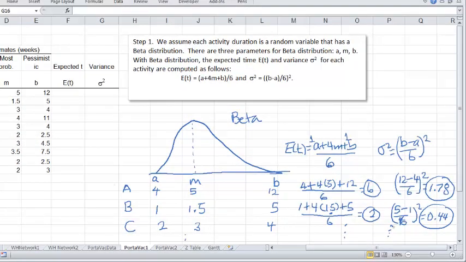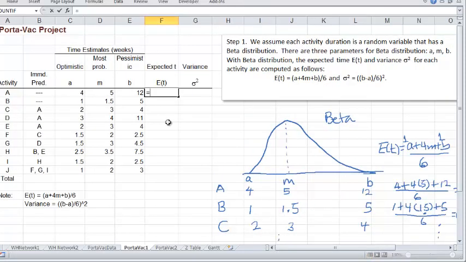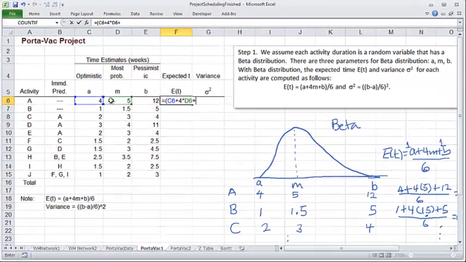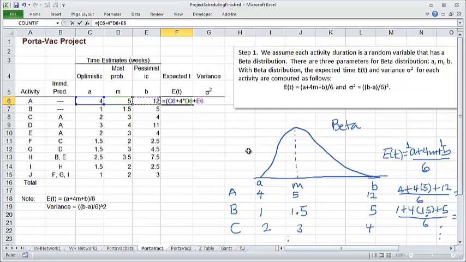Now, even though that was really fun, it could be tedious to do this calculation for all these activities. So now let's just use Excel to fill in the two columns. Here's a formula: A plus 4 times 5 plus 12, following this formula here, and then close, divide by 6. For variance, we will have two parentheses, 12 minus 4, and then divide that by 6, and then square the whole thing.